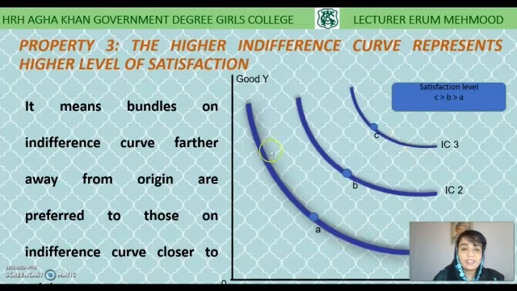This is an indifference map. Indifference curve IC1 has a point A, indifference curve 2 has a point B, and indifference curve 3 has a point C. The level of satisfaction of C is greater than B, and the level of satisfaction of B is greater than the level of satisfaction at point A, because at point C the consumer is getting more units of good X and good Y as compared to A and B. That's why the higher indifference curve always represents the higher level of satisfaction, and it is further away from the origin.